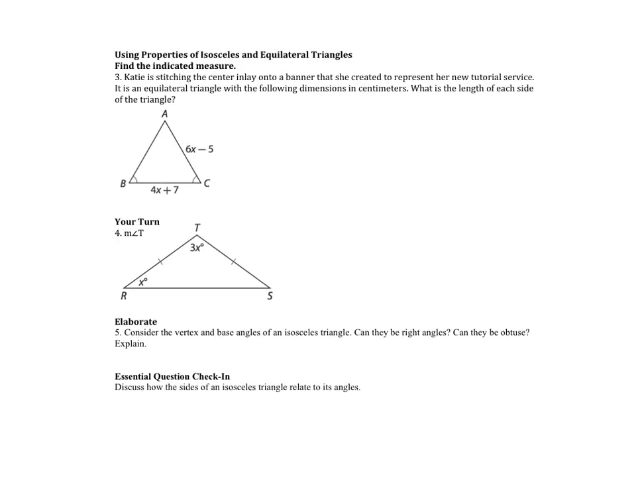All right, so as we look at this problem here, it said Katie is stitching the center inlay onto a banner that she created to represent her new tutorial service. It is an equilateral triangle with the following dimensions in centimeters. What is the length of each side of the triangle? Now, since we know that it is equilateral, that tells us that all the sides are the same. So then we could write 6x minus 5 is equal to 4x plus 7.